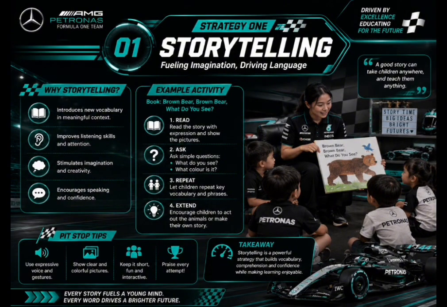To make the activity more interactive, children can act out the animals in the story or create their own simple version of the story. This allows them to practice their speaking skills in a fun and meaningful way. Some important tips for storytelling are using expressive voices and gestures, showing clear and colorful illustrations, keeping the session short and interactive, and praising children's effort to build their confidence.